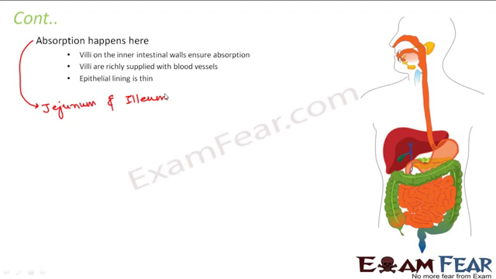How does it help in that? So the villi on the inner intestinal walls ensure absorption. What is villi? Villi are thin finger-like projections, like how we have cilia outside the body of paramecium. Similarly, villi are thin finger-like projections.